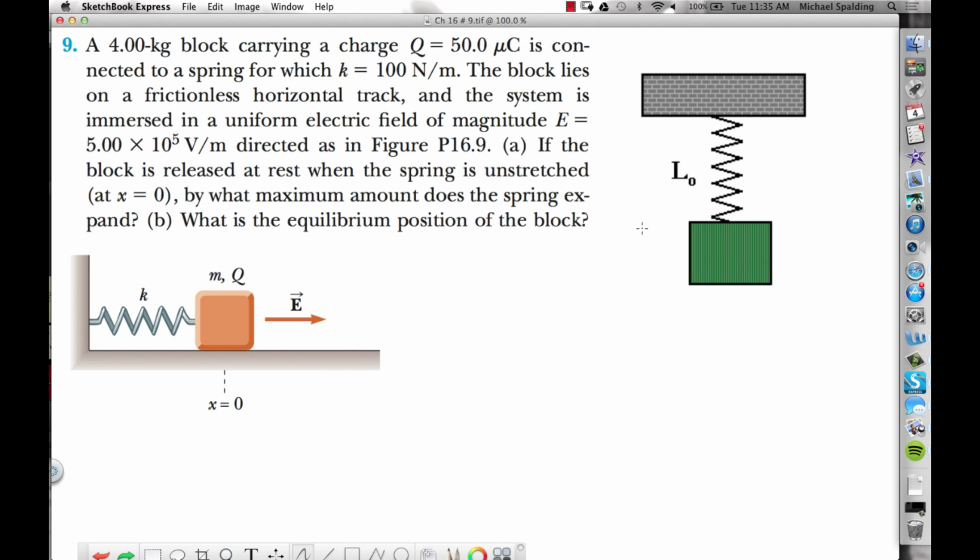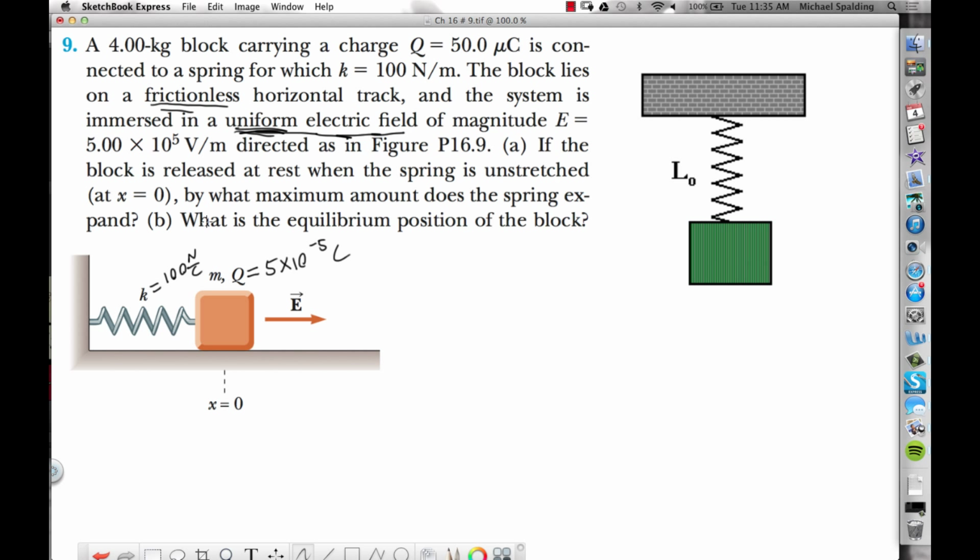So, very common in physics to have too much info. The mass of the object's not going to factor in. However, we're told that there's a charge. The charge of this guy is 50 microcoulombs, which is 5 times 10 to the negative 5 coulombs. And the spring constant here is 100 newtons per coulomb. What else? It's on a frictionless surface. That's important. No friction. The system is immersed in a uniform electric field.